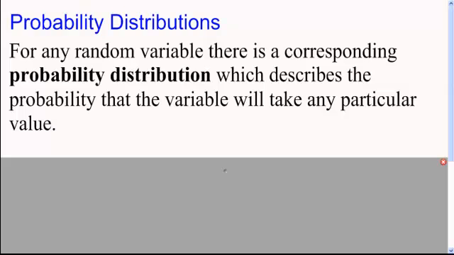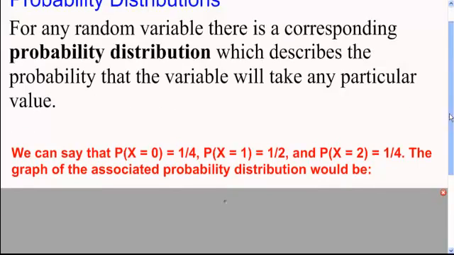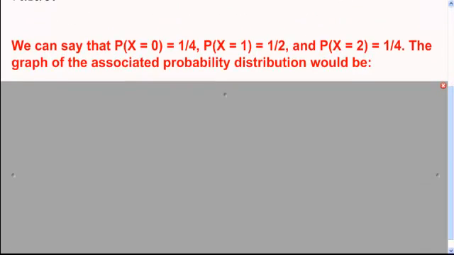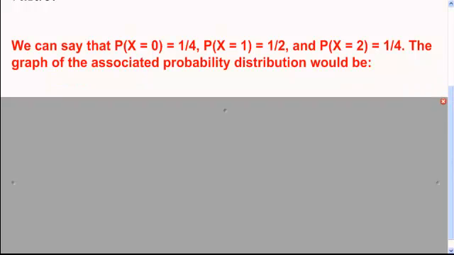So to begin with, we're going to look at the probability distributions. For any random variable, there's a corresponding probability distribution. So you can see where each of the probabilities occur, which will take place for each individual value. So here's a quick little example. Let's say we're flipping a coin, and we are looking at the number of heads that occur. So we can say that the probability that x equals 0, the probability that we get 0 heads is a fourth. The probability of getting 1 head is a half. The probability of getting 2 heads is a fourth. And then we can graph that to see what this probability distribution looks like.